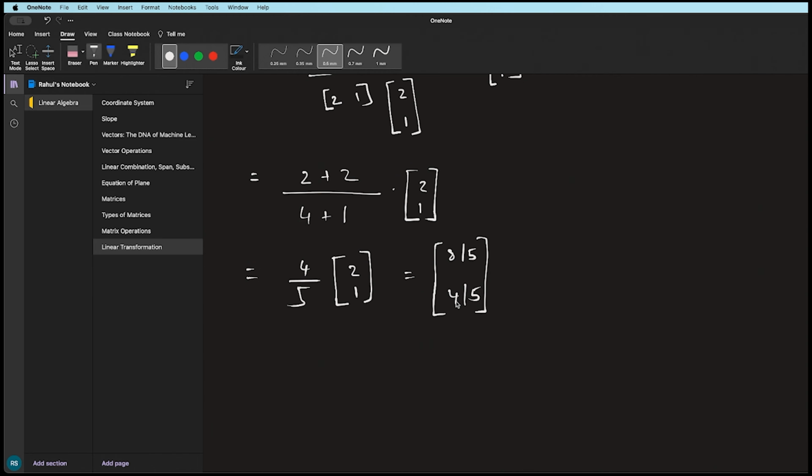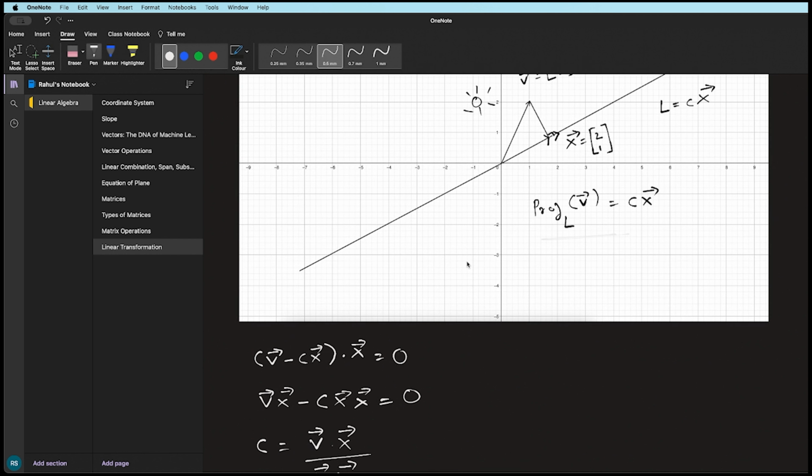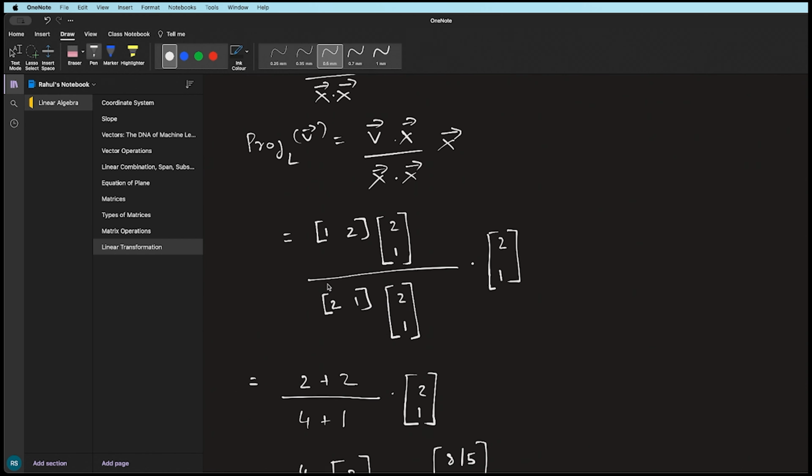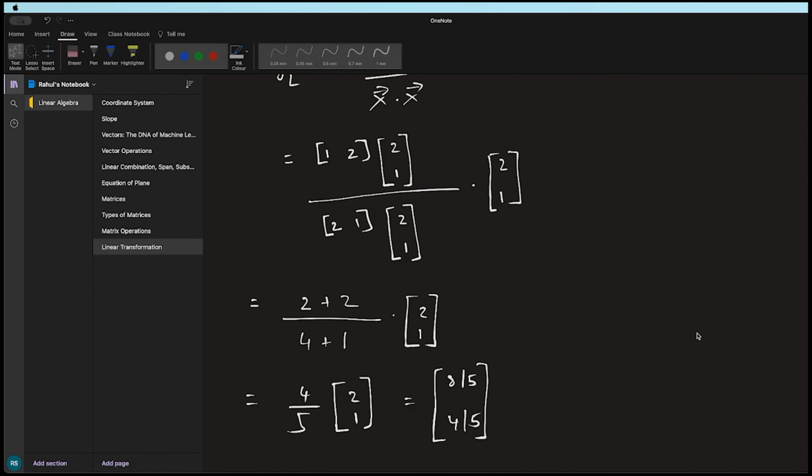So this vector is nothing but the projection of vector v on line L, or the vector x. We have found the vector of this projection. So now we will be studying a different approach to find the projection of vector v on line L. This approach will be considered as projection as a matrix.